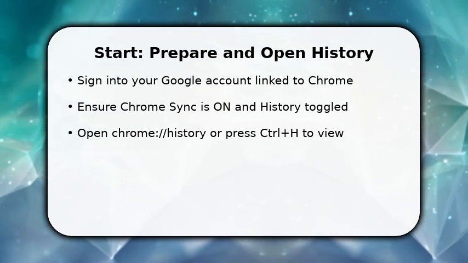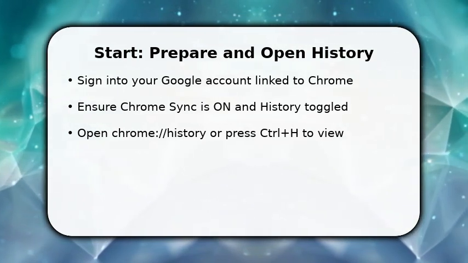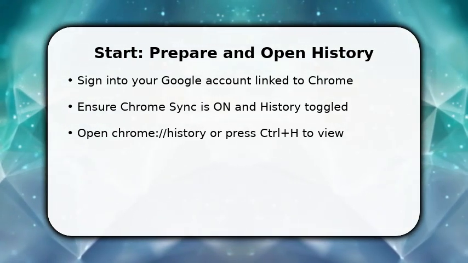Now dig into local files and backups. Close Chrome to avoid file locks, then browse to the user data folder and locate the History and History-journal files for the profile. If you have a backup or system restore point, copy those files into the profile folder and reopen Chrome to read them.